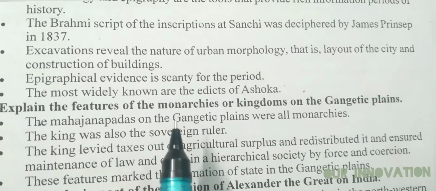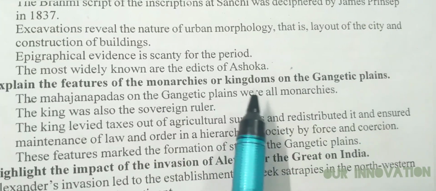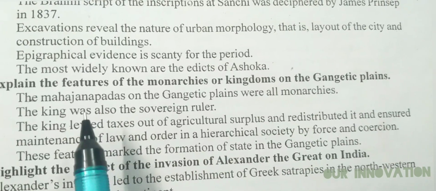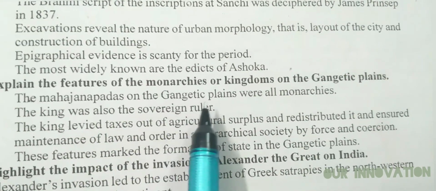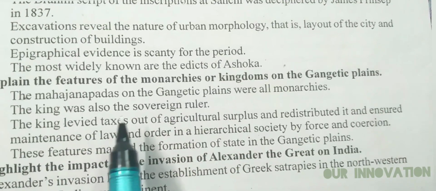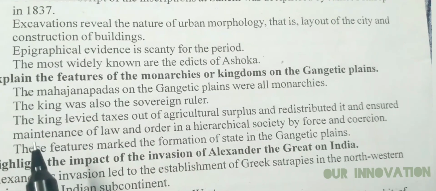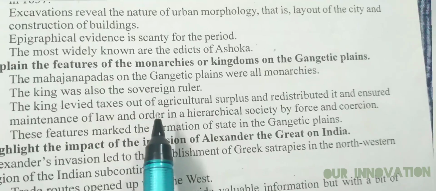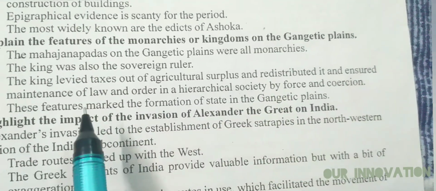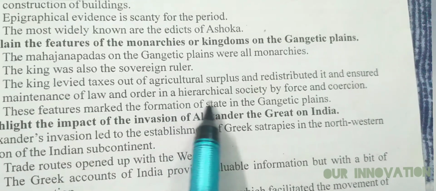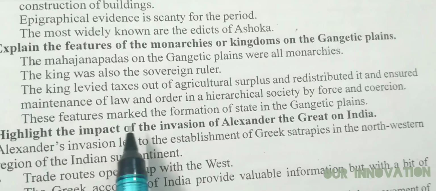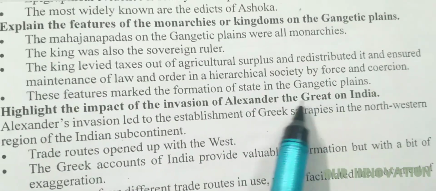Explain the features of monarchies or kingdoms on the Gangetic plains. The Mahajanapadas on the Gangetic plains were all monarchies. The kings were also the sovereign rulers. The king levied taxes out of agricultural surplus and redistributed it, and ensured the maintenance of law and order in a hierarchical society by force and coercion. These features mark the formation of state in the Gangetic plains.